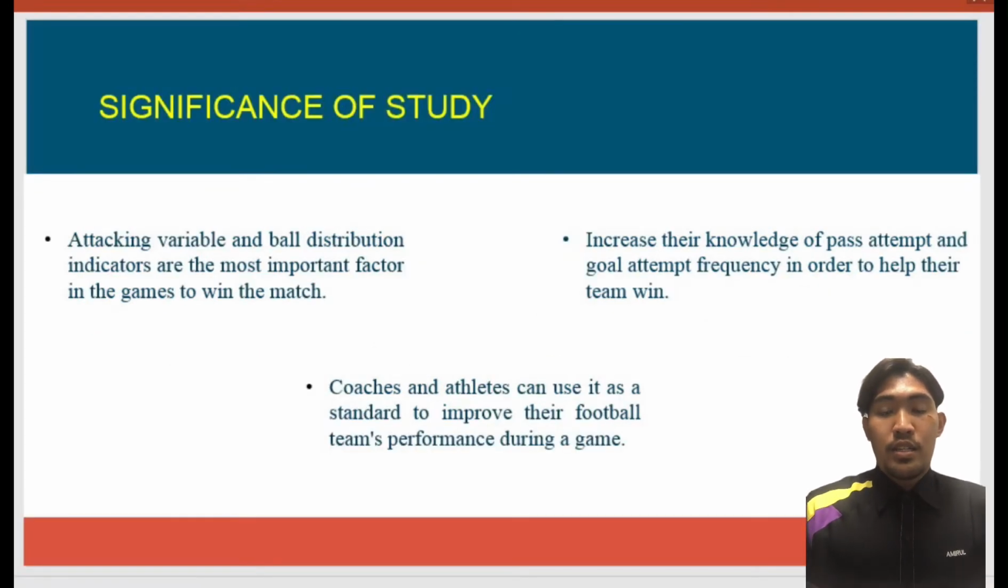Significance of the study. In football, attacking variable and ball distribution indicators are the most important factors in the game to win the match. If the team does not make any goal or pass attempt, the team will not be able to score a goal and win the game. This study is important because coaches and athletes can use it as a standard to improve their football team performance during a game. Coaches and players could also increase their knowledge of pass attempt and goal attempt frequency in order to help their team win.